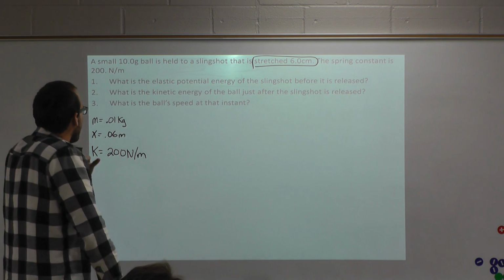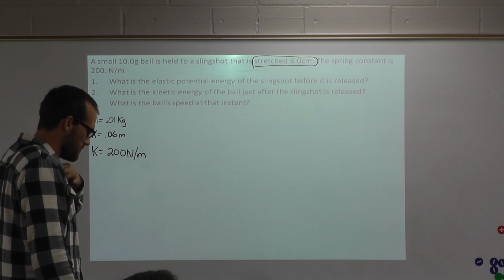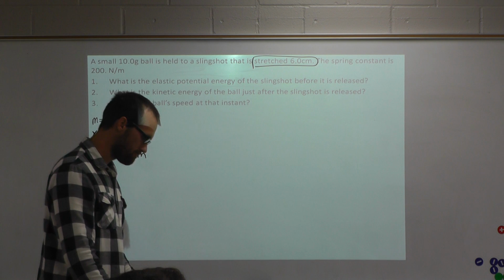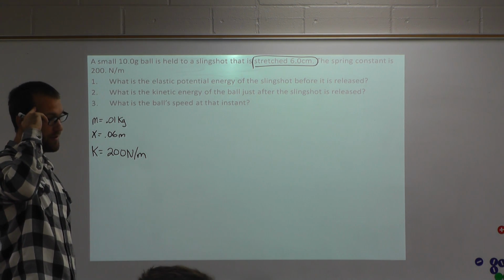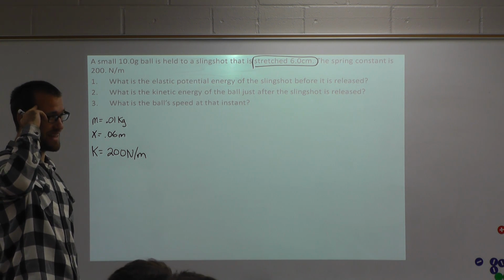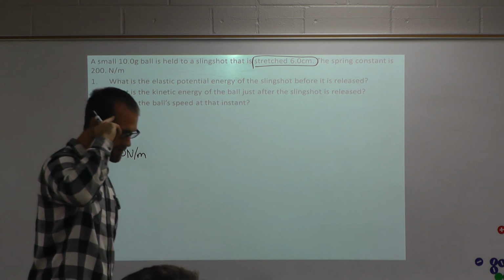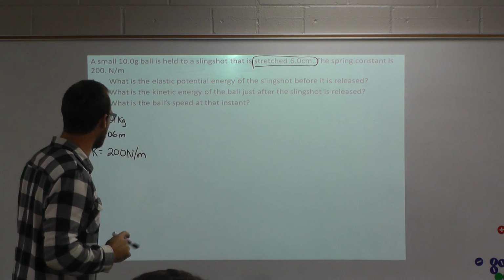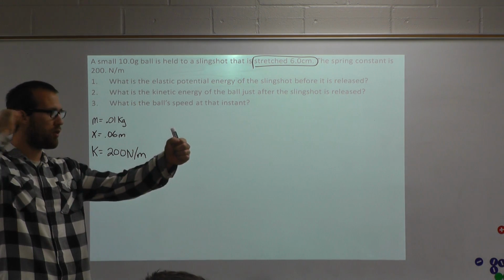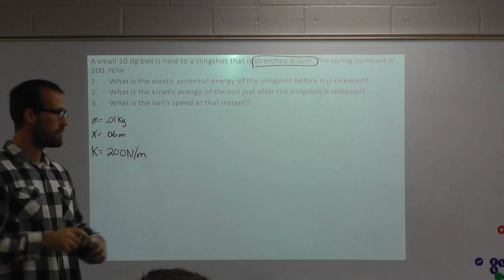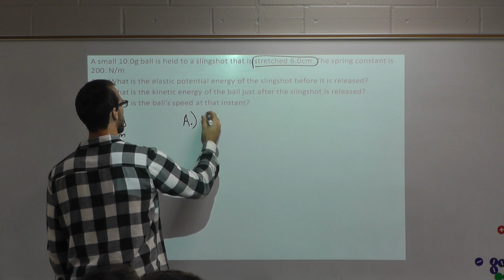What is the elastic potential energy of the slingshot before it's released? Now I'm going to try to do this with you more conceptual and less mathematical. Okay, we'll do some mathematical stuff. The first part: what is the elastic potential energy of the slingshot right before it's released? So I'm pulling it and I'm holding it. So the distance is 0.06.